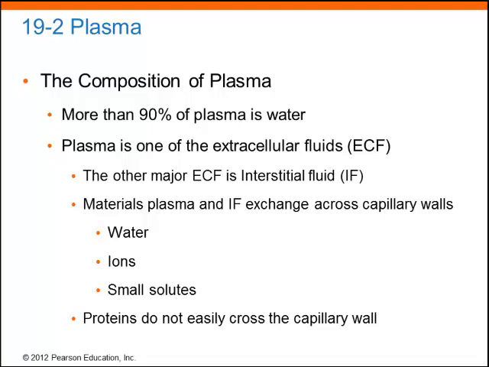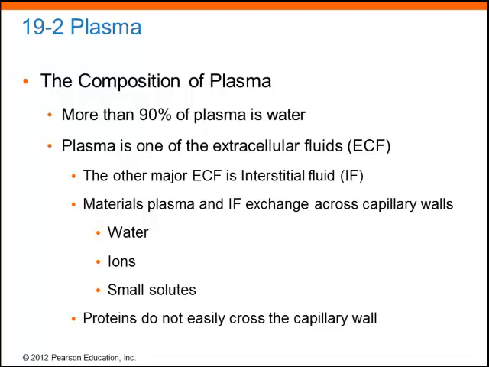Plasma is one of the two major extracellular fluids. The other major extracellular fluid is interstitial fluid, also known as tissue fluid. And in fact, there's more tissue fluid in the body than there is plasma. If you have 5 liters of blood and 55% of that is plasma, then you have about 3 liters of plasma. You have about 12 liters in the body of interstitial fluid.